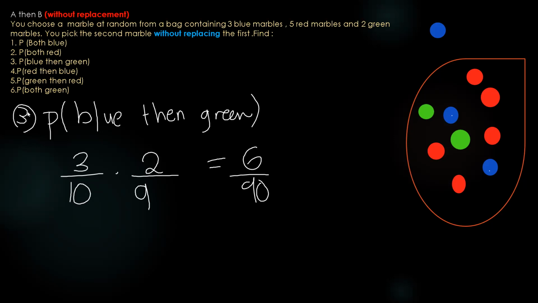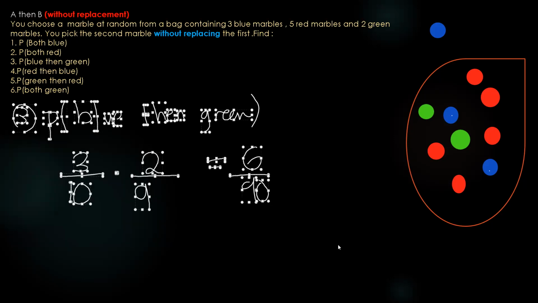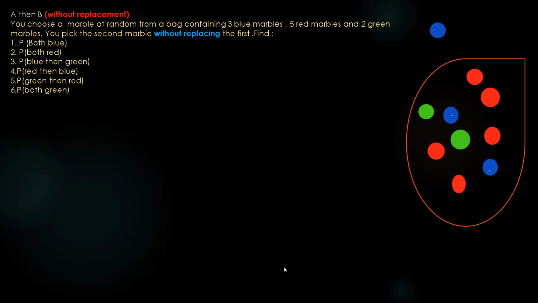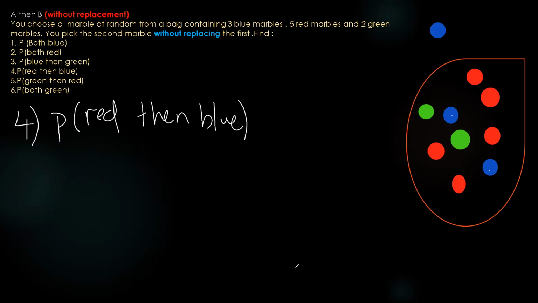Now, number 4. The probability of red, then blue. What is the probability now of getting red? How many red marbles do we have? Let's count them, yalla. 1, 2, 3, 4, and 5. So how many red marbles do we have? We have 5 over 10 times.